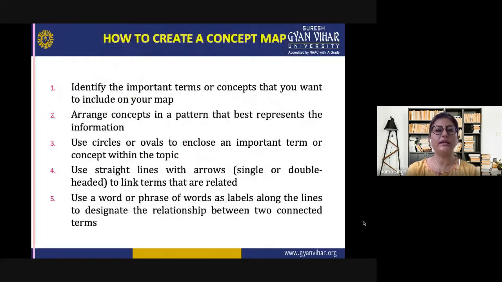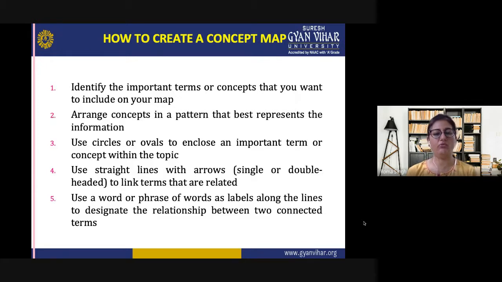Now, how to create a concept map? First of all, identify the important terms or concepts that you want to include on your map. For this, you have to do a certain exercise. Then arrange concepts in a pattern that best represents the information, the patterns which we have learned earlier, the 4 kinds of patterns in which we have to present the information. Use circles, squares, triangles, or ovals to enclose an important term or concept within the topic. So this is very important.